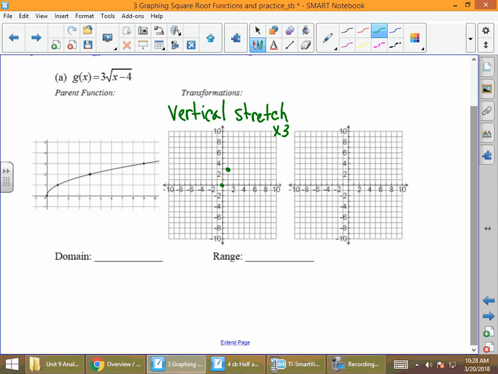Our next point on our graph is 4, 2. The y value, the 2, is what's going to change next, and it's going to be 2 times 3. Well, 2 times 3 is 6, so our next value is going to be 4, 6. And then finally 9, 3. The y value, the 3, is going to change. We're vertically stretching that 3, so it's 3 times 3. So our next value is going to be 9, 9. And here's a picture of just the vertical stretch.